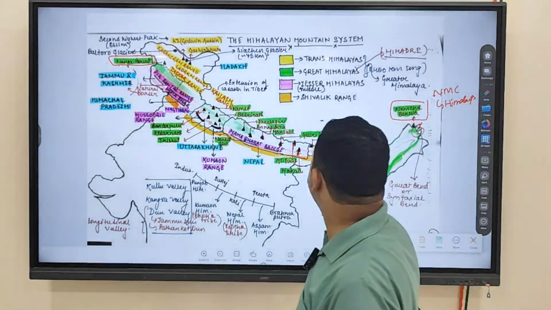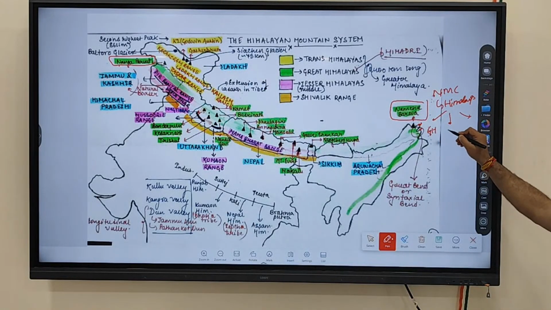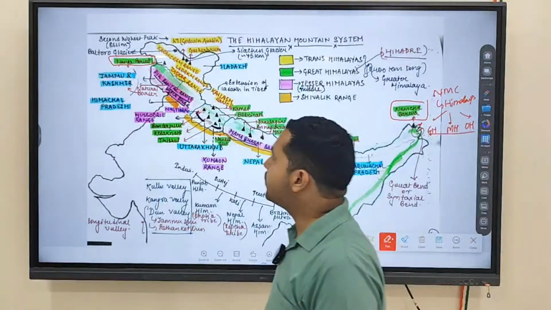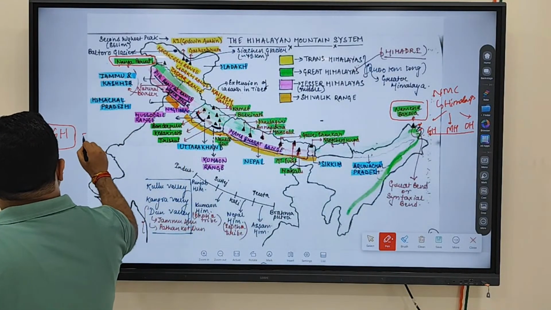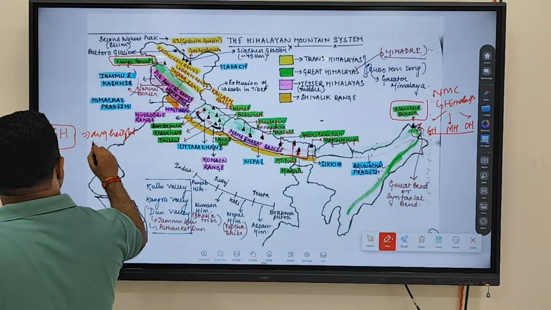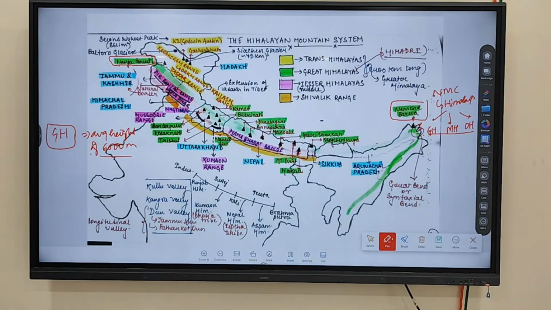Now we discussed Himalayas are divided into three major aspects: Greater Himalayas, Middle or Lesser Himalayas, and Outer Himalayas. Clear? So the first is your Greater Himalayas. Greater Himalayas have an average height of around 6,000 meter. Clear? So Greater Himalayas has an average height of around 6,000 meter that you have to keep in mind.